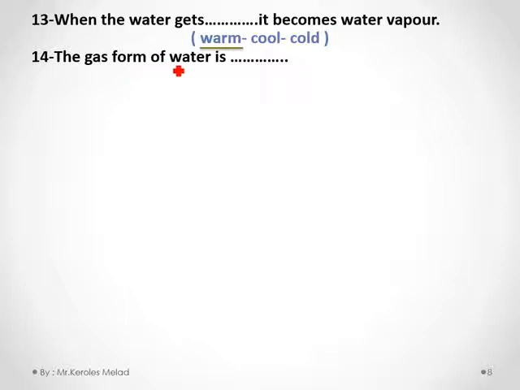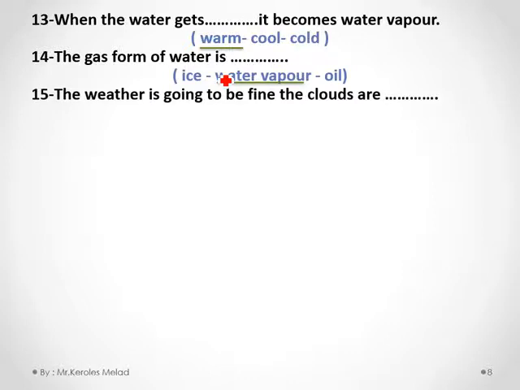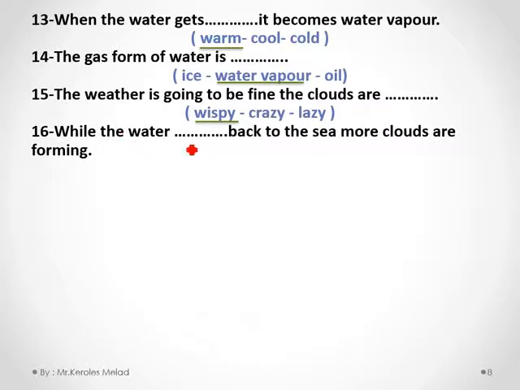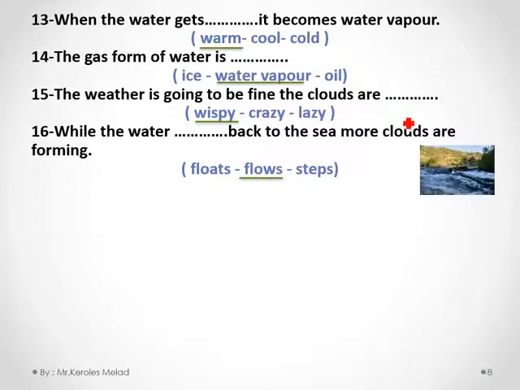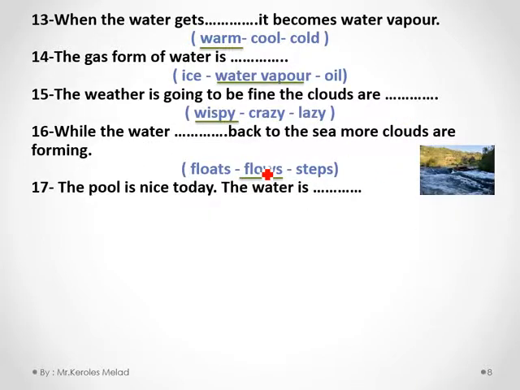The gas form of water is water vapor. The weather is going to be fine. The clouds are wispy. While the water flows back to the sea, more clouds are forming. While the water flows back. Flows means move.